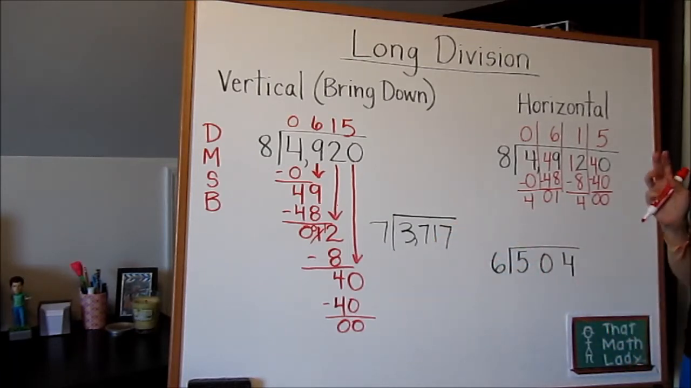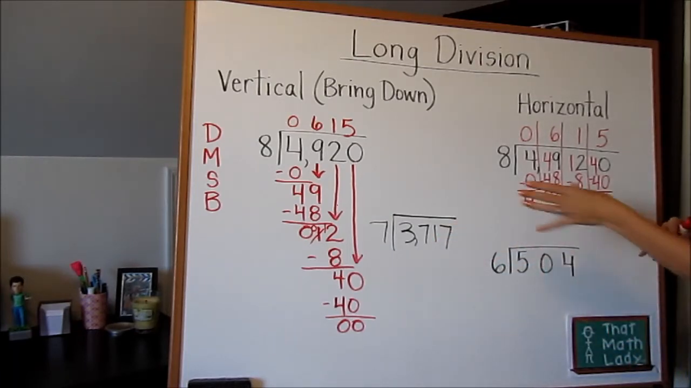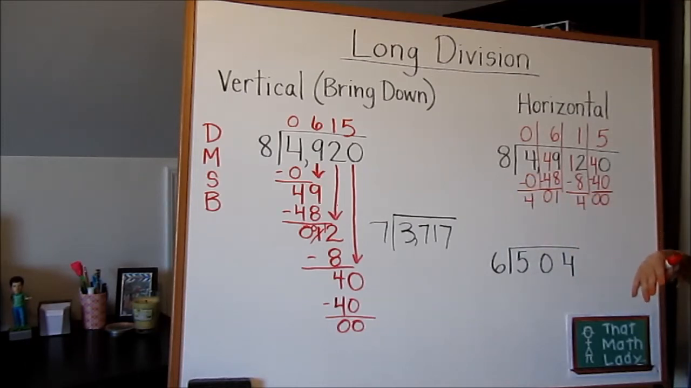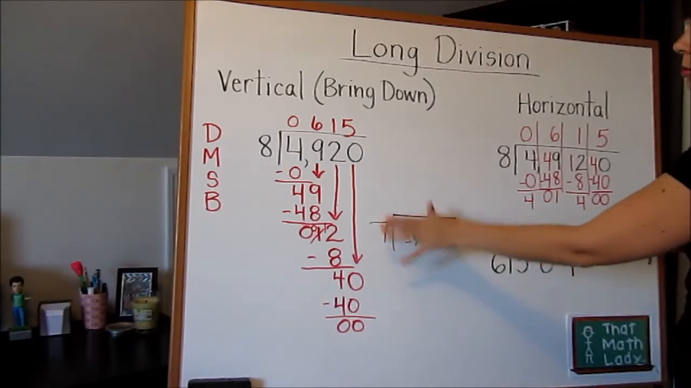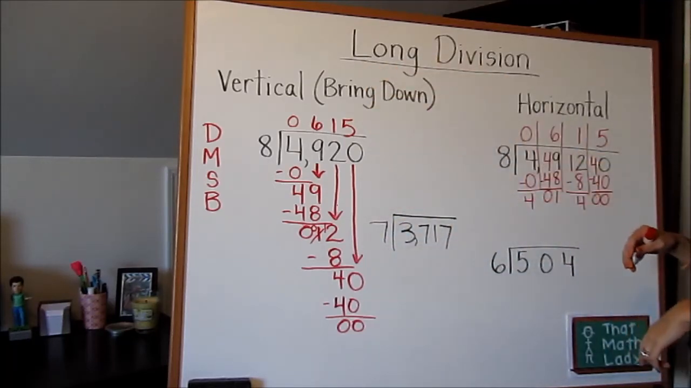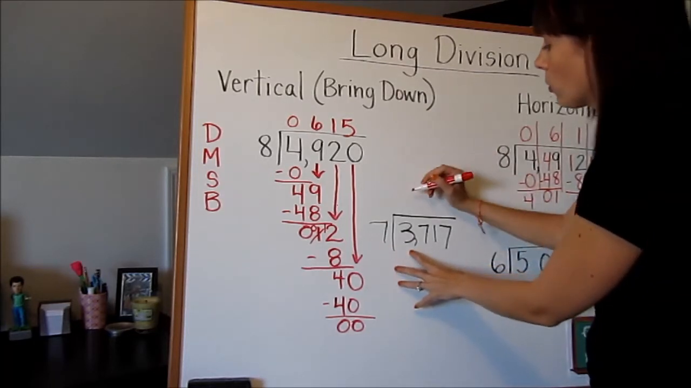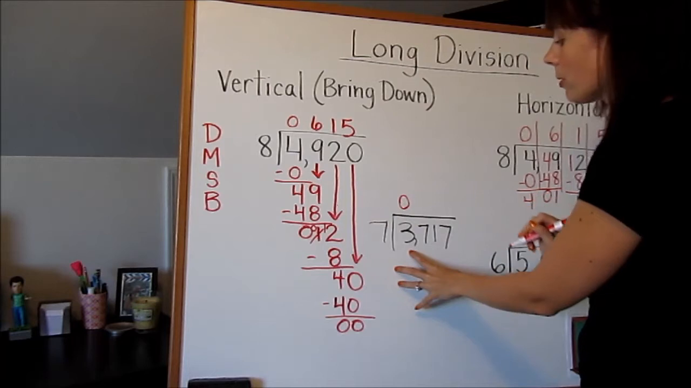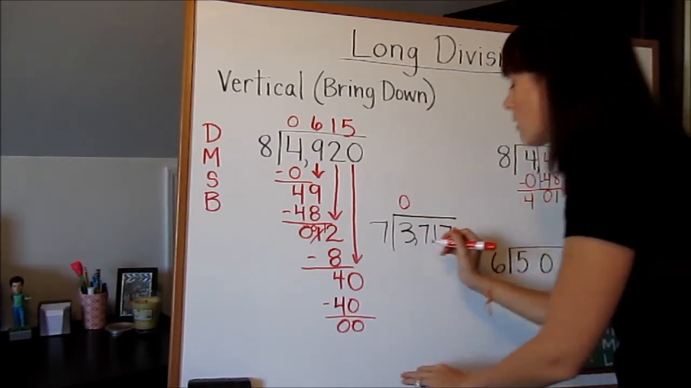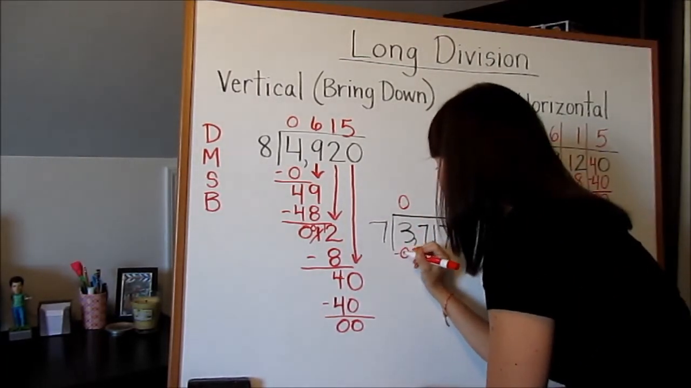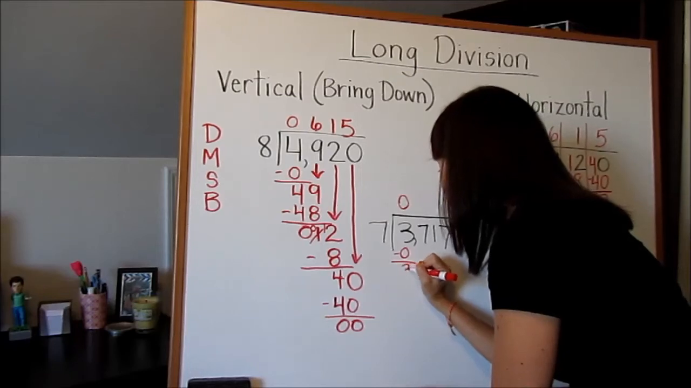Okay? So there's two other problems here. You can choose to stop the video or pause the video and do these on your own, or you can continue to follow along with me if you're not quite 100% sure how to do them yet. This example right here, we're going to use the bring down method. Okay, so I'm going to divide 7 into 3. Well, 7 doesn't go into 3. So I'm going to put a 0 up there to hold the spot. 0 times 7 is 0. And I'm going to subtract that.